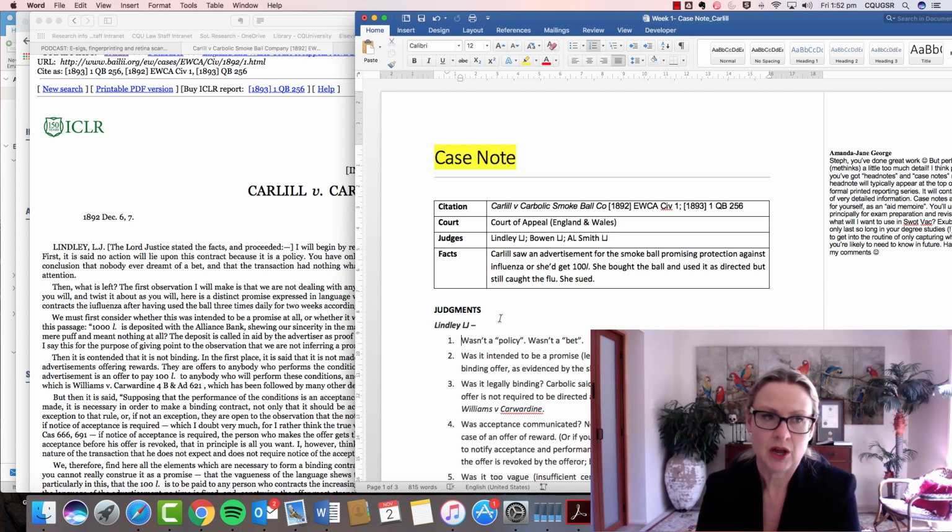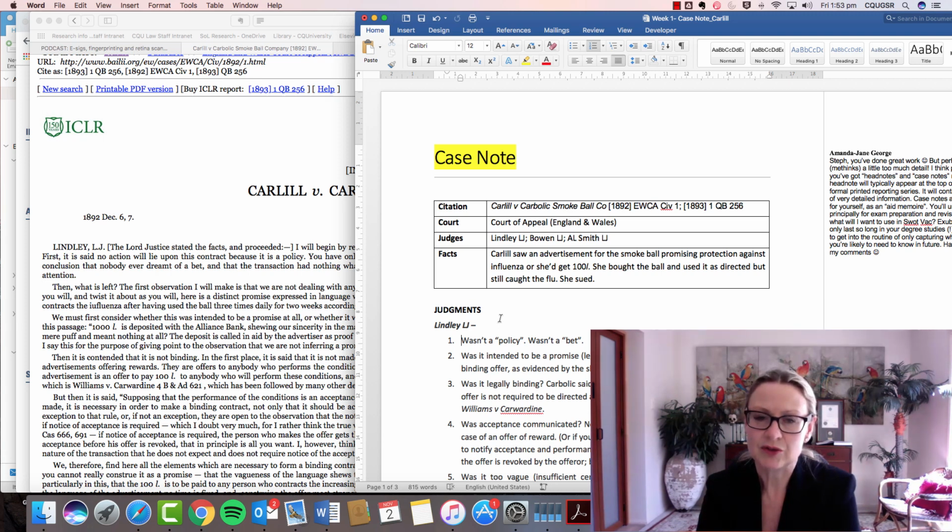And if you have a multi-judge bench, then you need to work out for yourself what the ratio is. The ratio will be, as I said, the decision that was arrived at for a particular reason. Now, it might be the case that a couple of the judges agree on the decision, but they arrive at that decision by means of different reasoning. Now, that is not a ratio, okay?